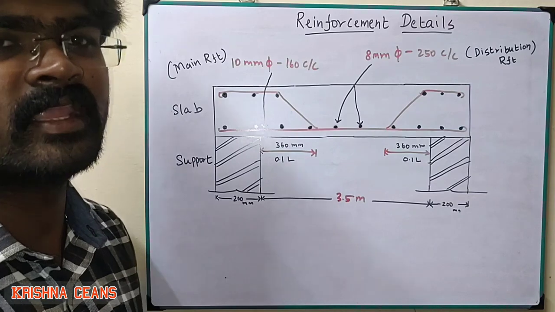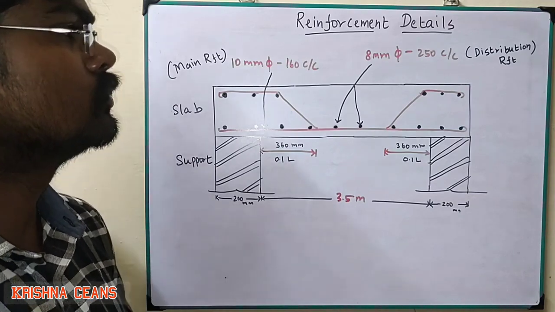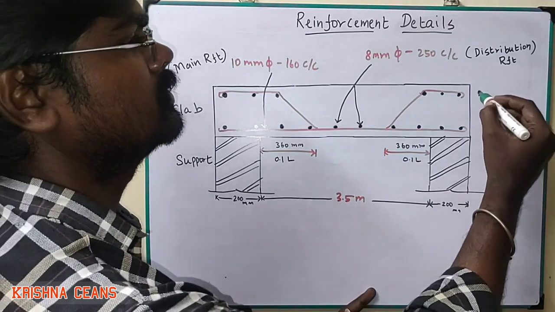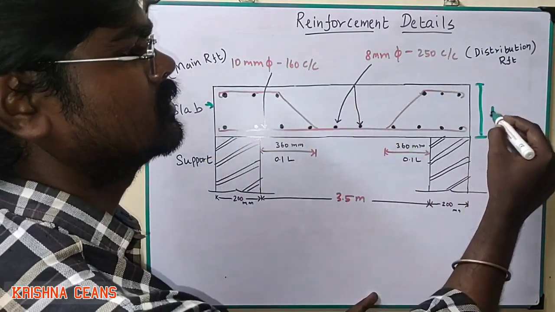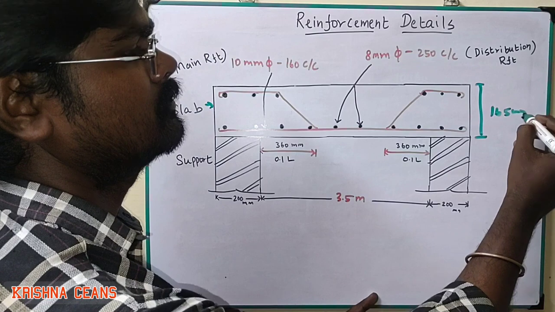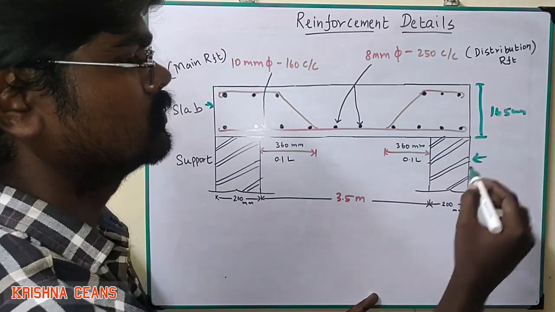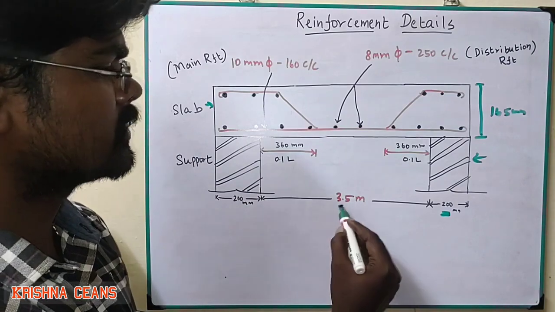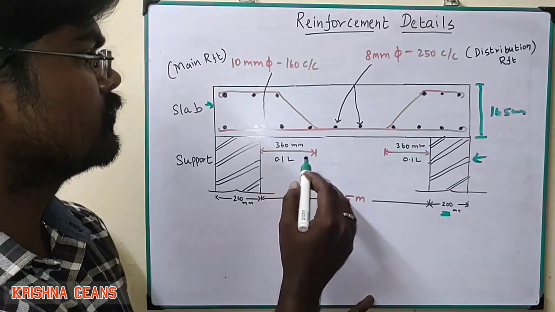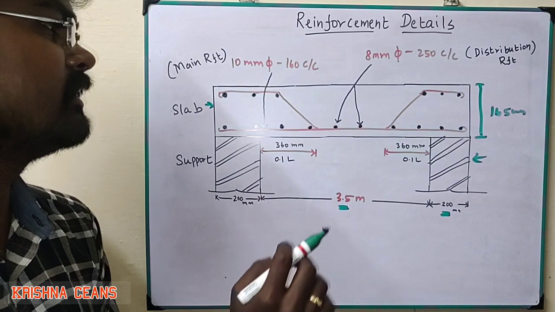The final step is reinforcement details. So this is our slab. The slab overall depth is 165 mm. This is the support, with a width of 200 mm. It's a clear span of 3.5 meter. So this is your slab reinforcement.